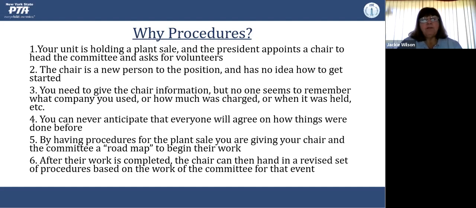And you can never anticipate that everyone will agree on how things were done before. Remember, you have changes in leadership from year to year. You have changes in membership from year to year. And you can't rely on the fact that, oh, I think we did it this way, or I remember that way. If it's written down, you are now giving your plant sale committee and chair a roadmap to begin their work. So how much easier is that?